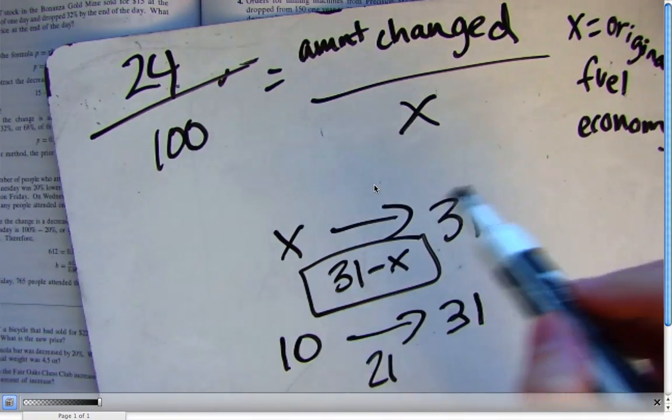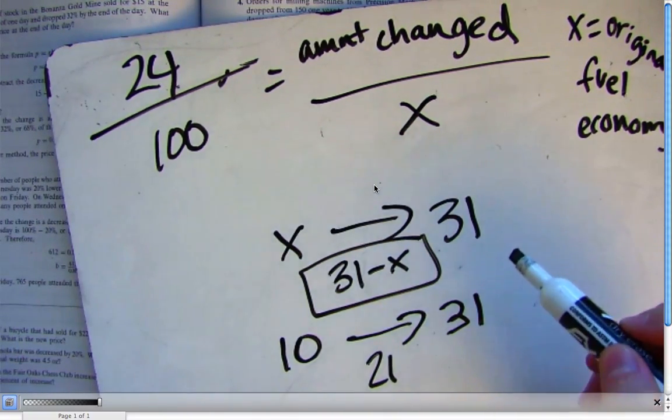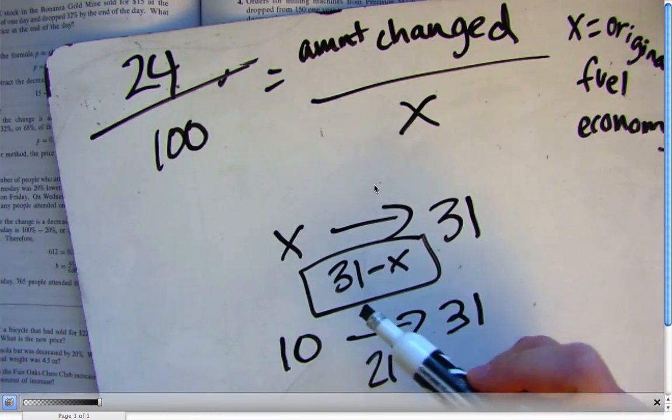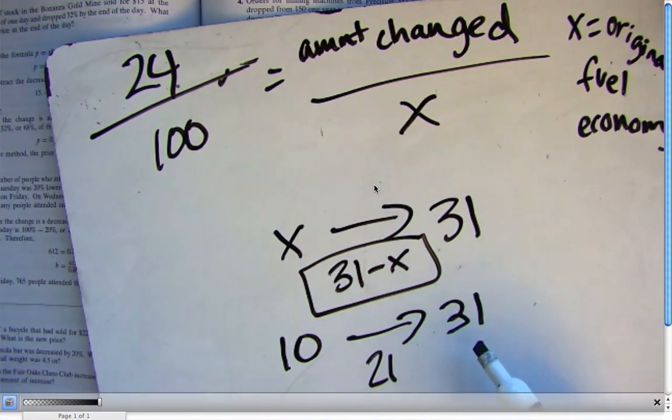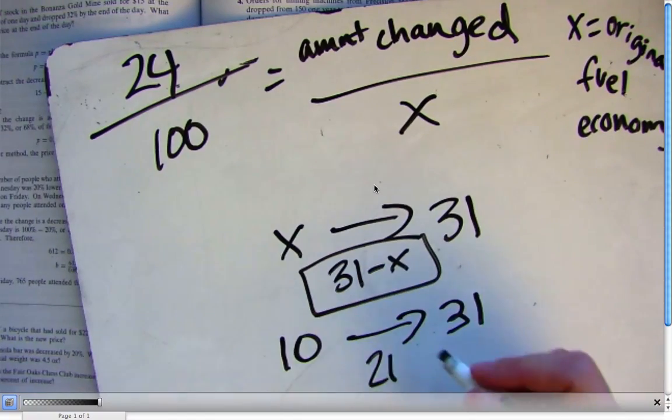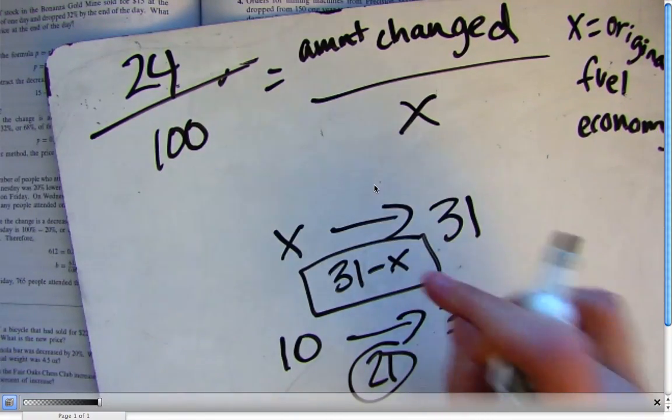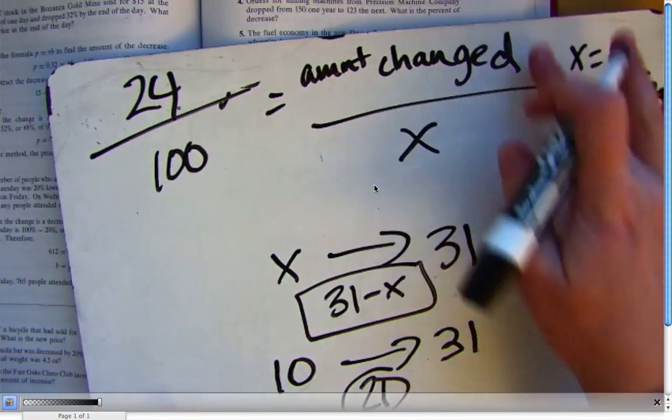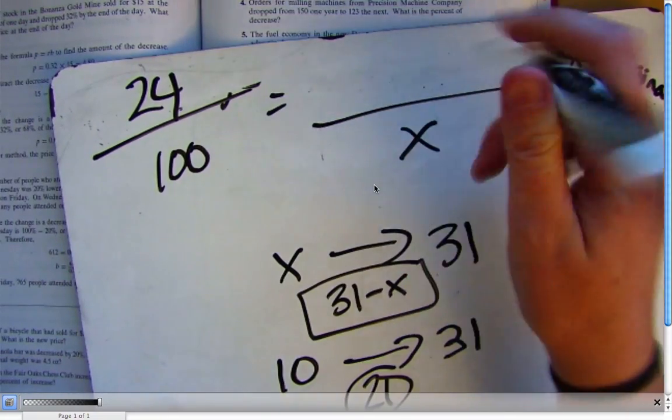Because it went from X to 31. So to figure out how much it changed, I need to subtract those. Just like if it had gone from 10 to 31, I would have done 31 minus 10 is 21. Okay? So the amount it changed is 31 minus X. That is what I'm putting right there.